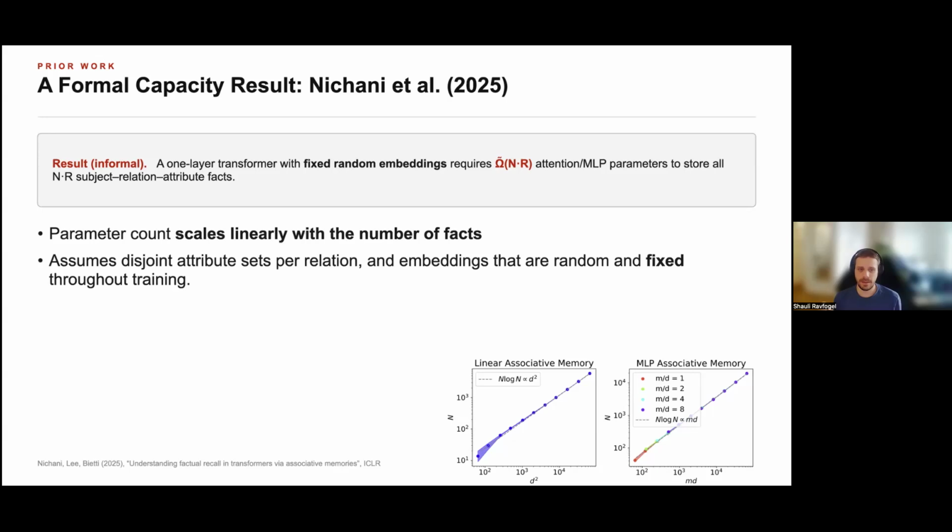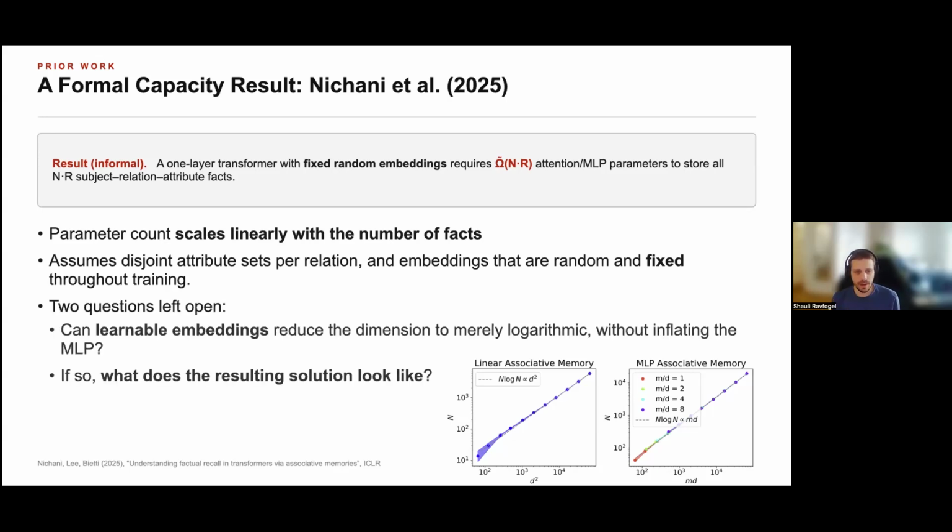So the sets of attributes or answers are disjoint between different relations. And more importantly, the embeddings are assumed to be random and fixed through training. So we don't have any learned representations of the entities that we are going to memorize. Each entity just gets a random embedding. Now, of course, this diverges from what we have in real models, where we learn representations of each entity.